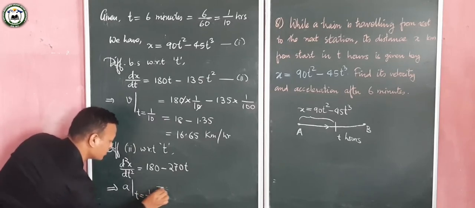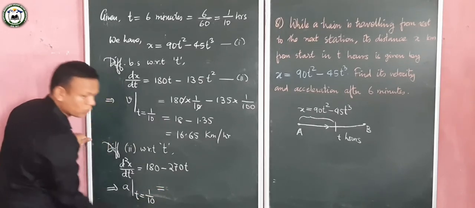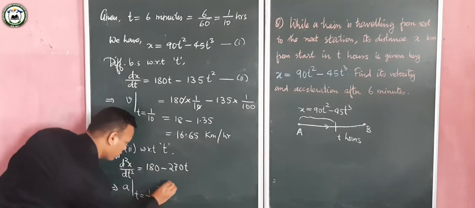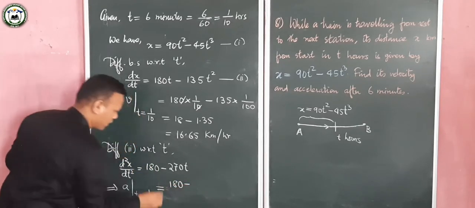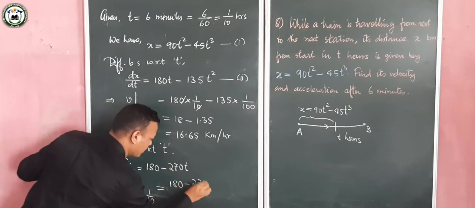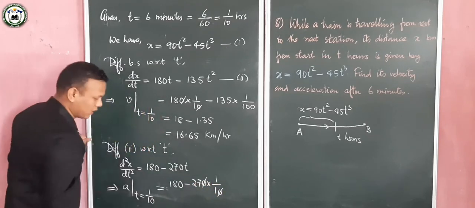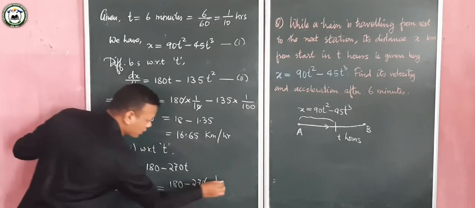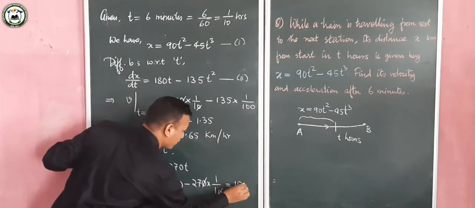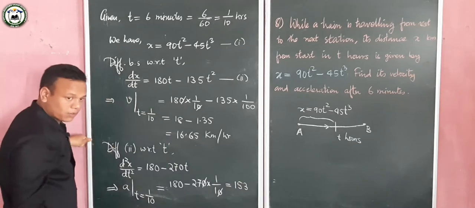So let us find how much is the acceleration when my time is 1 by 10 hours. So we have 180 minus 270 into t, which is 1 by 10. So 180 minus 27 will be equal to 153.